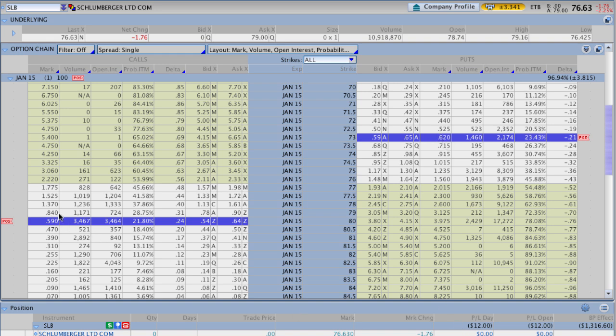In this case, we collected about $1.09 in the trade, from where we actually ended up making the trade, not from where it's trading right now. So we ended up collecting about $1.09, or about $109. So it ended up being a pretty good trade.